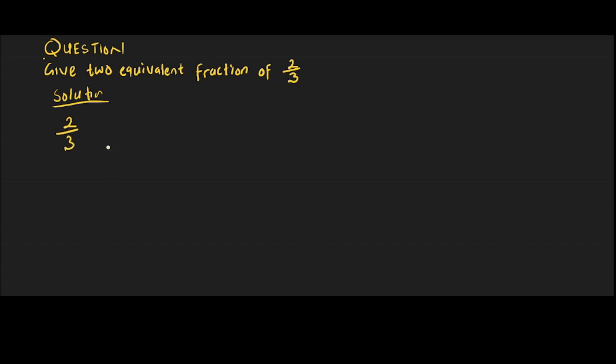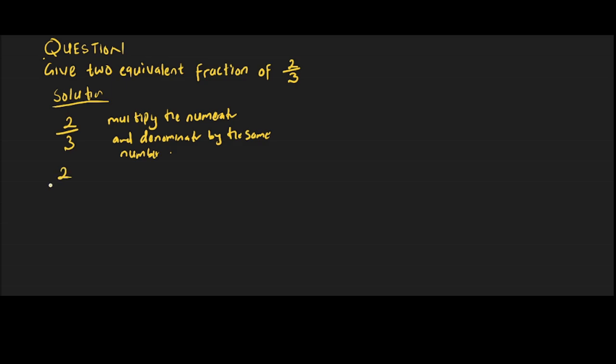To get an equivalent fraction, all we need to do is multiply the numerator and denominator by the same number.